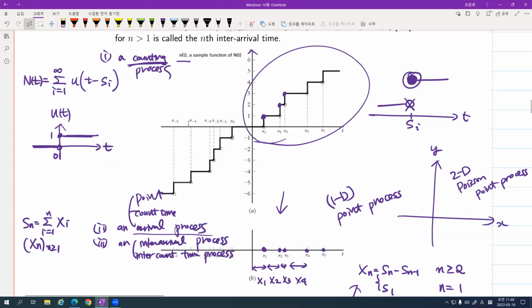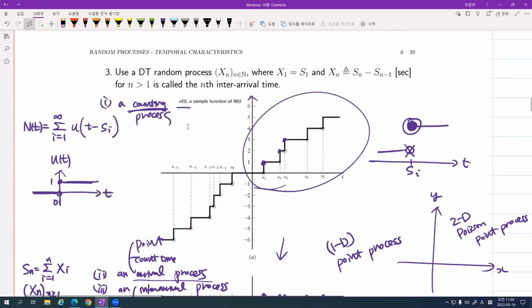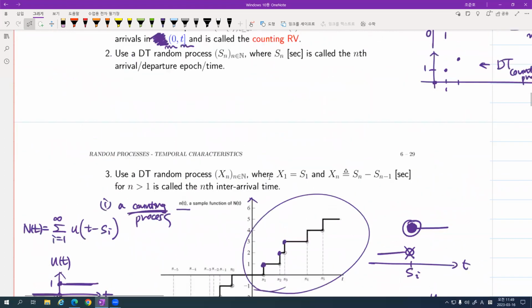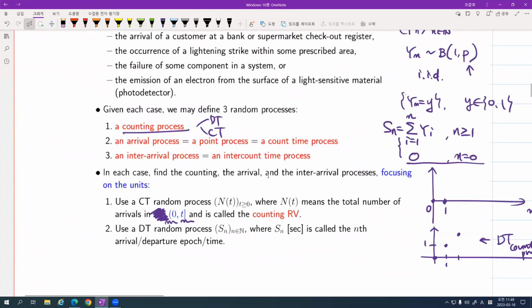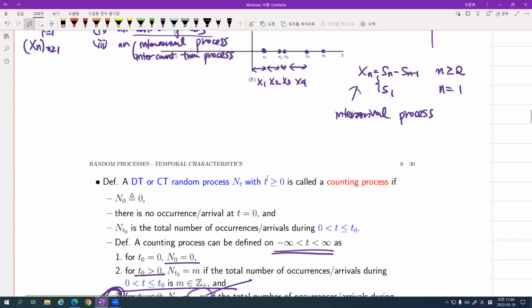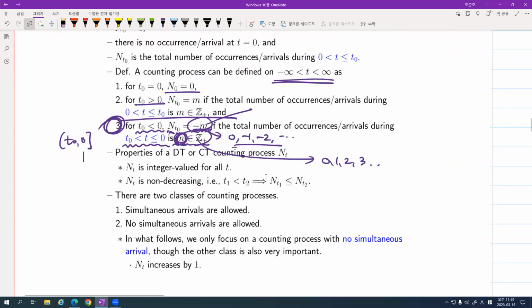However, usually when we talk about an arrival process and an inter-arrival process, we restrict our attention to the positive and non-negative time axis. Another point is that you may say, wait a minute, it seems it's possible to have 2 or 3, more than 1 arrivals at the same time, which is the case in many real-world situations.